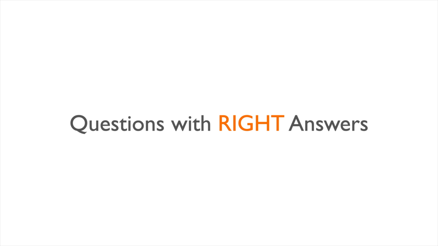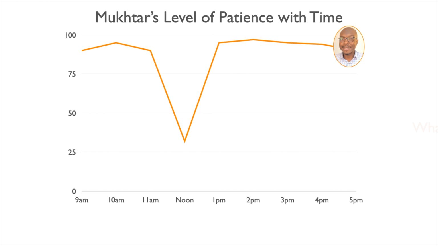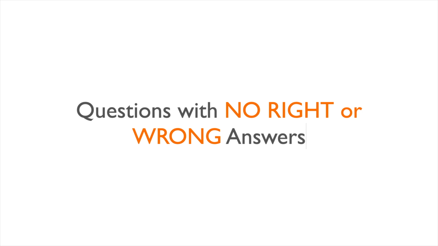And you can ask questions in different ways. One way is to ask a question where you expect a right answer. For example, instead of just going through your chart, you can ask the audience about something on your chart before you reveal it. If you're not comfortable asking questions this way, then you can ask questions that don't really have a right or wrong answer. For example, a poll.